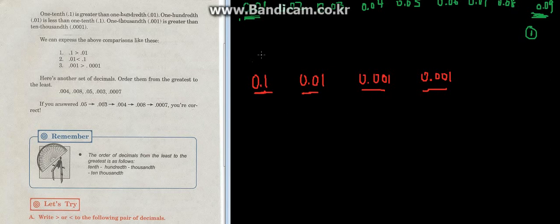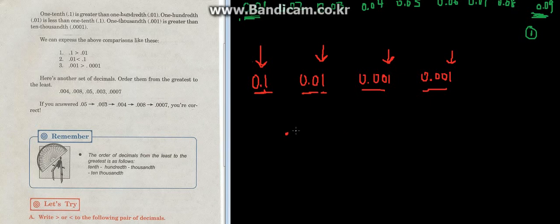So when you have decimal numbers like this, the first thing that you will notice is that 1/10 has the first non-zero digit in the 10th place, right? And this decimal number has the first non-zero digit in the 100th place, and this one has the first non-zero digit in the 1000th place, and the last one has it in the 10,000th place. So remember the place values.